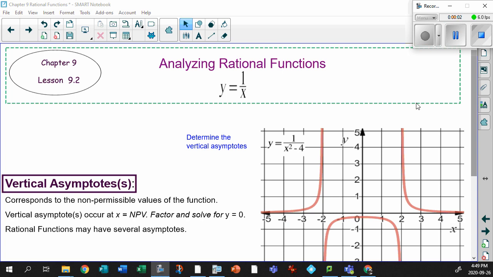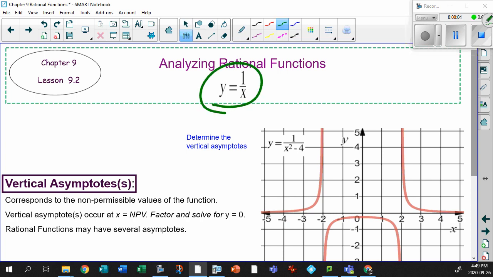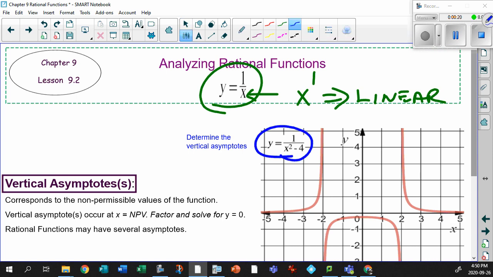Analyzing rational functions is really nice, especially when you have a denominator that has x to the power of 1. Look at this, x to the power of 1. Those linears are just really easy to figure out, especially when you're trying to figure out the vertical asymptotes and the non-permissible values. But they're not always going to be that pretty. Look at this one. Look at the denominator on that one.